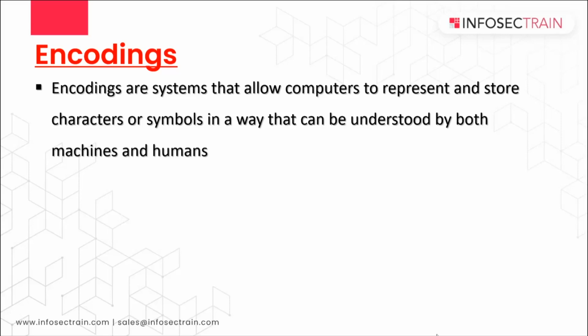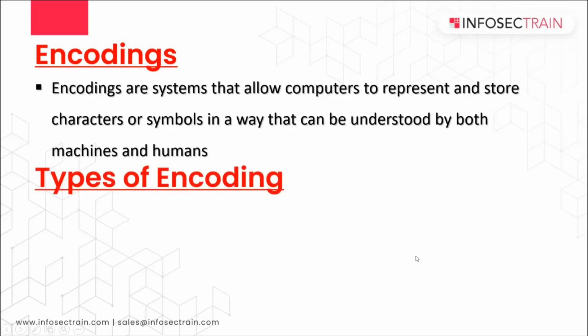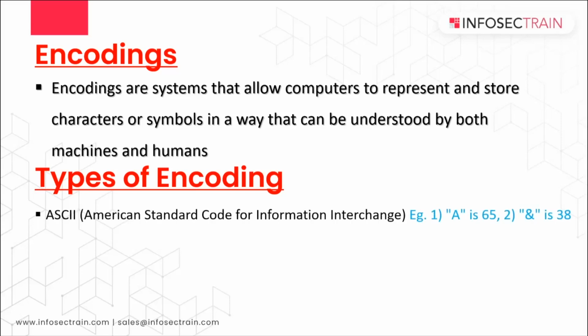Got it? So after this, let us talk about the different types of encodings. How many different types of encodings are there, guys? There are several types of encodings, but we'll talk about the three most commonly used. The first one is ASCII, which stands for American Standard Code for Information Interchange.